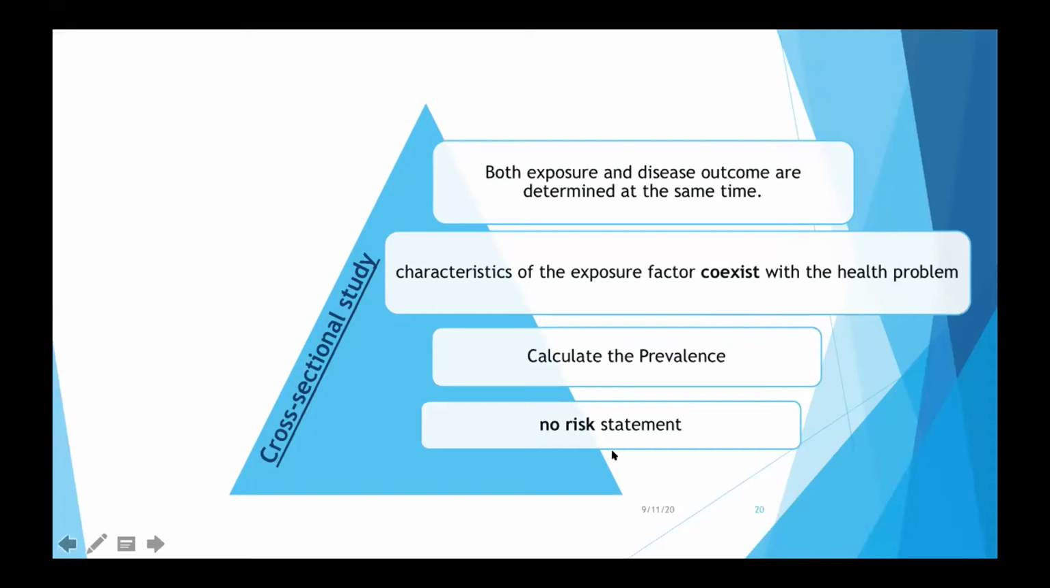مهم جدا نعرف إن إحنا ما نقدر نقول وجود A it's a risk for B، وجود الexposure it's a risk for the disease. هذا very important to know in cross-sectional study. You can't determine the causality. No risk statement can be given in a cross-sectional study.